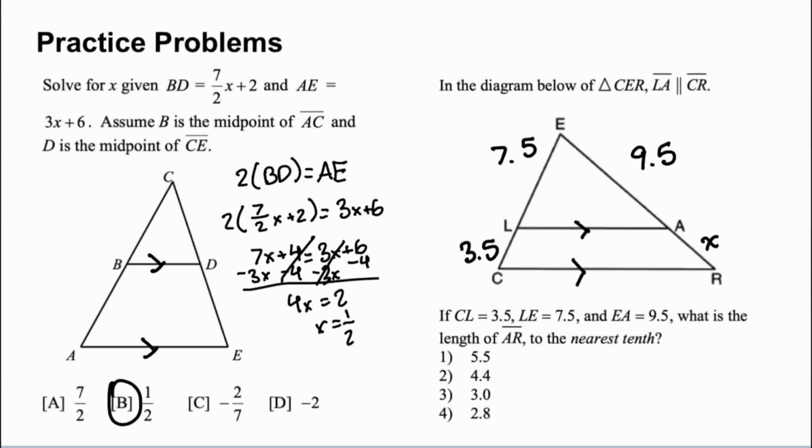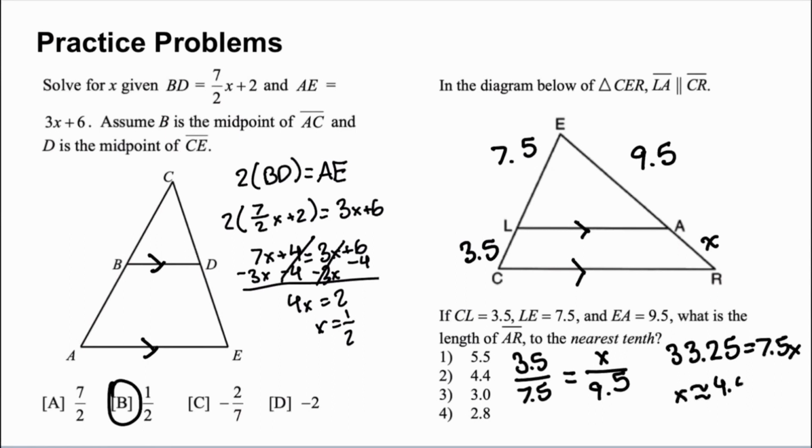We're going to set up our fractions with small over big. You could do big over small, but I'm more accustomed to small over big. The left side is equal to small over big on the right side. So on the left side, we have 3.5 over 7.5, which is equal to x over 9.5. Now we just cross multiply. We get 33.25 is equal to 7.5x. If you divide both sides by 7.5, you get that x is about 4.4, like 4.43 repeating. So approximately to the nearest tenth, that's going to be Q.